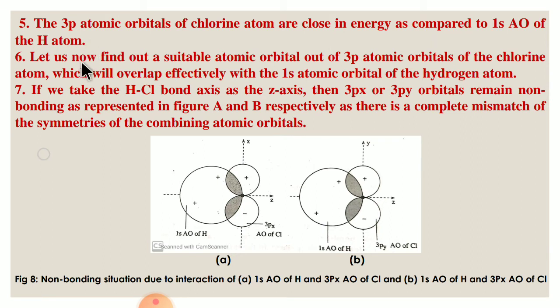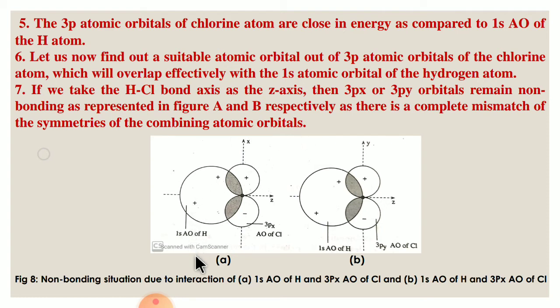Let us now find out a suitable atomic orbital out of the 3p atomic orbitals of the chlorine atom, which will overlap effectively with the 1s atomic orbital of the hydrogen atom. If we take the HCl bond axis as the z-axis, then the 3px or 3py orbitals remain non-bonding, as represented in figures A and B respectively. This is figure A and this is figure B, as there is a complete mismatch of the symmetries of the combining atomic orbitals.